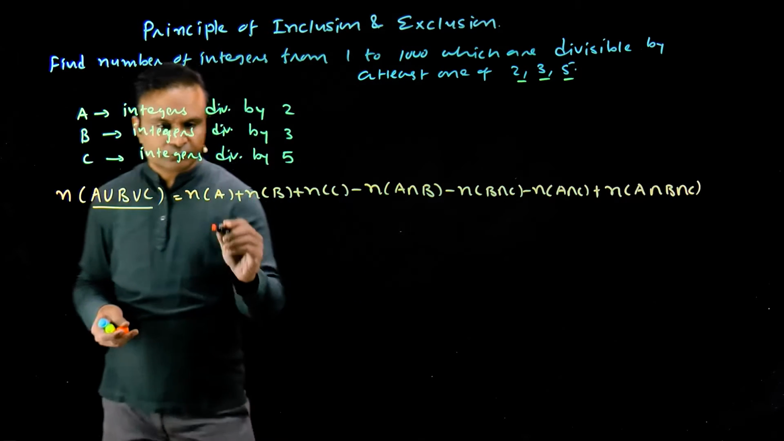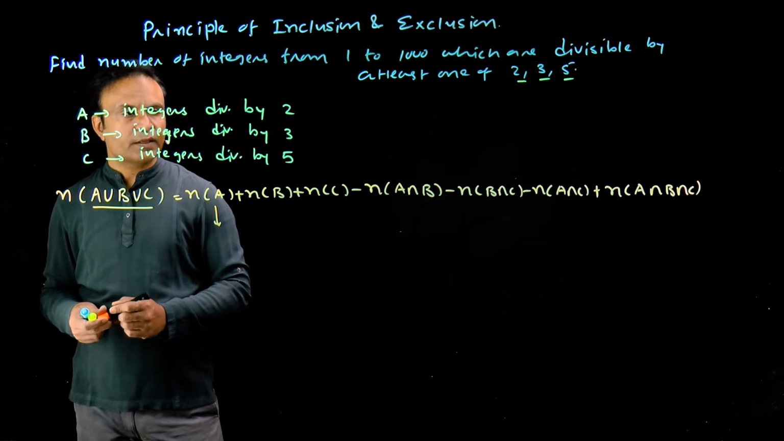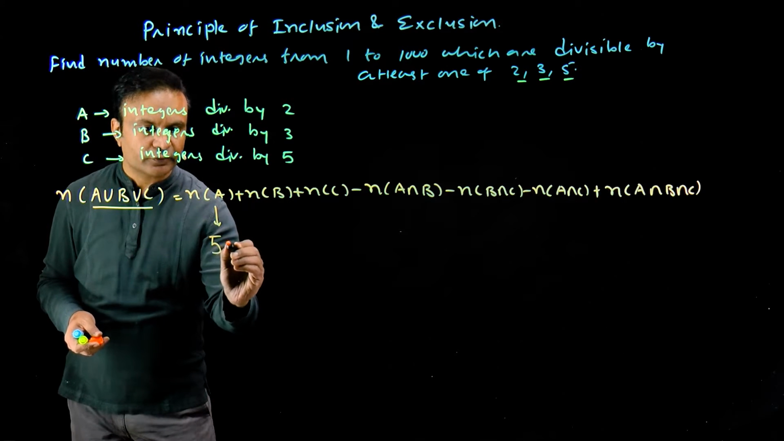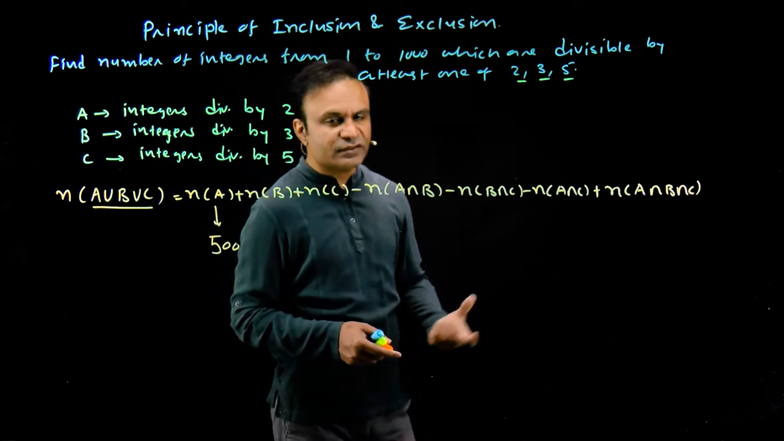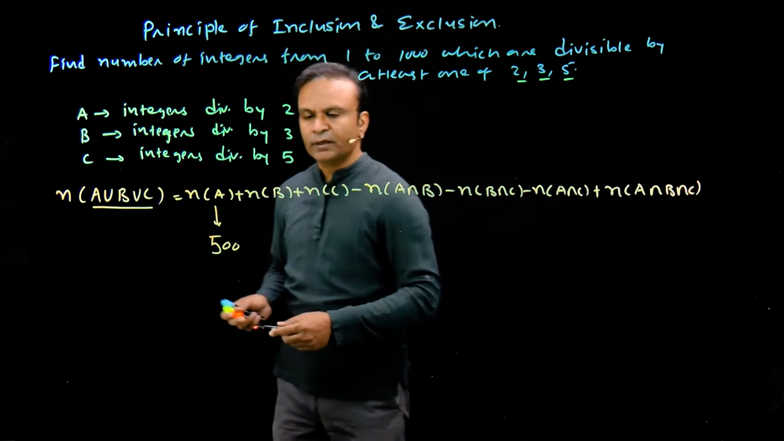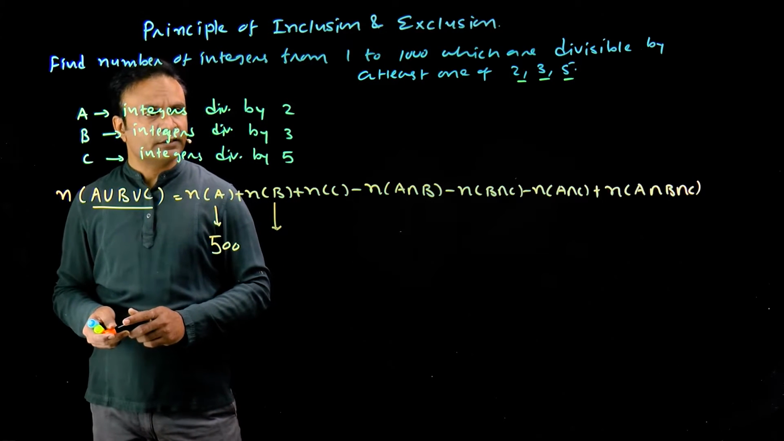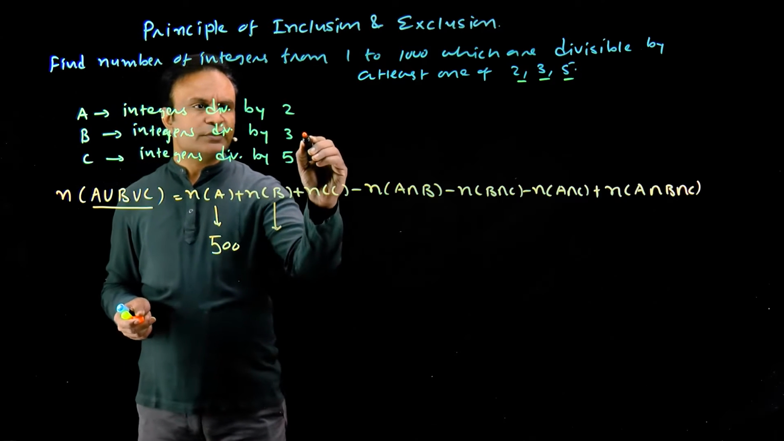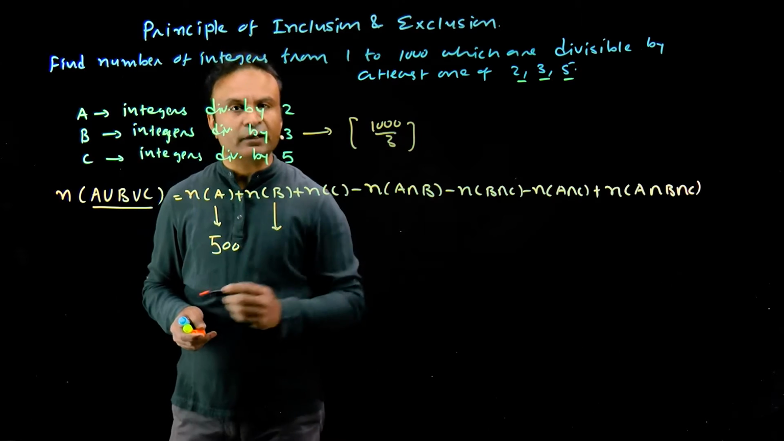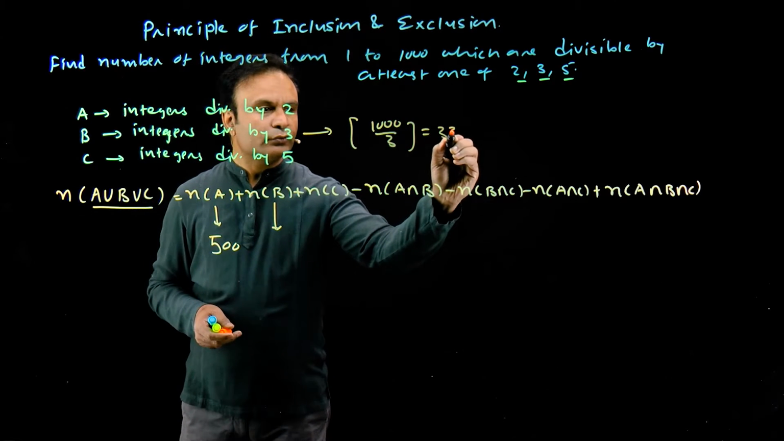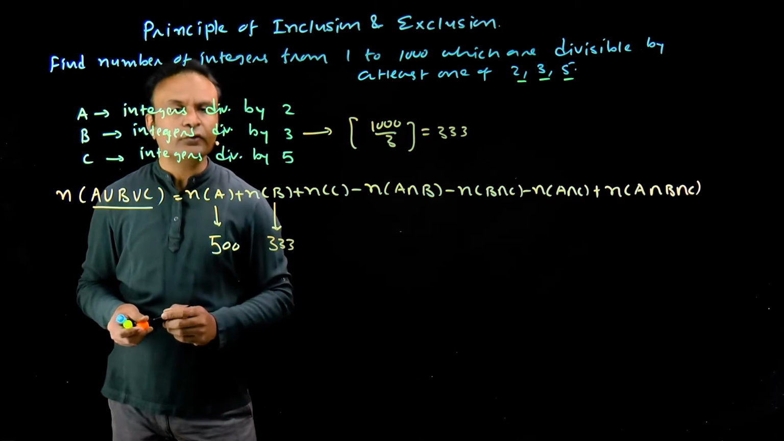Okay, now how many elements in this set? How many integers are divisible by 2? Exactly 500. Half of the integers from 1 to 1000 are divisible by 2. Those will be even. Integers divisible by 3. See, there is one shortcut for this. You divide 1000 by 3 and take integral part of this. This is equal to 333. So this is 333. Or you can do this way.